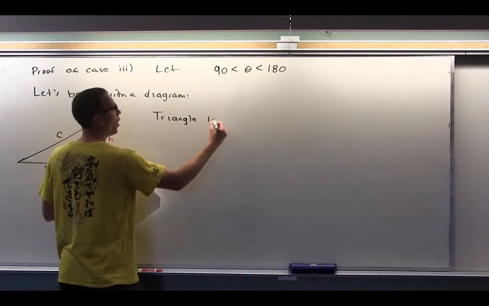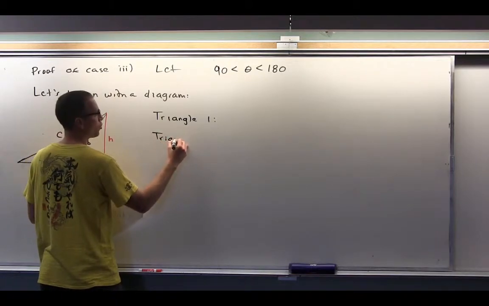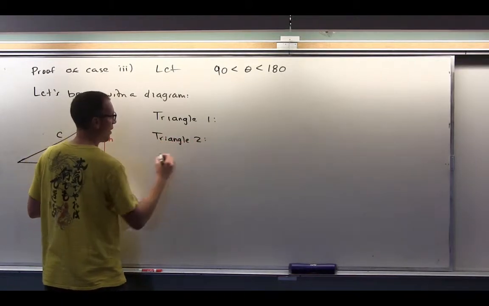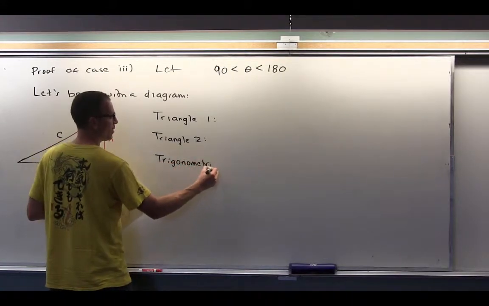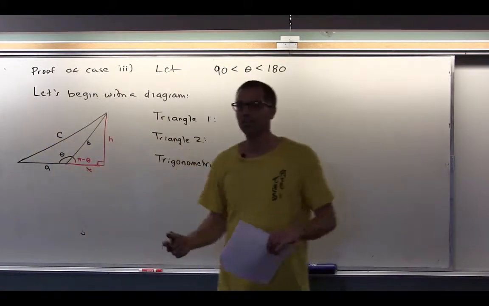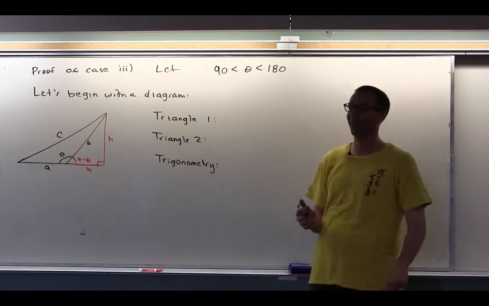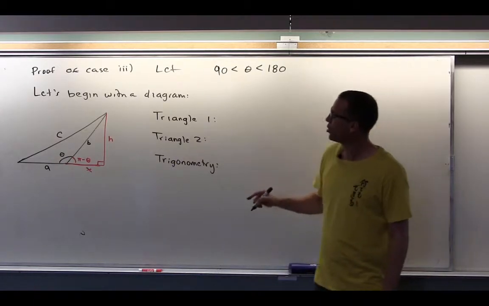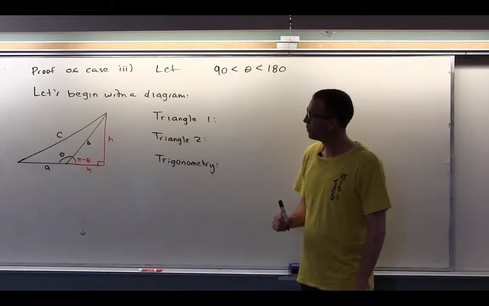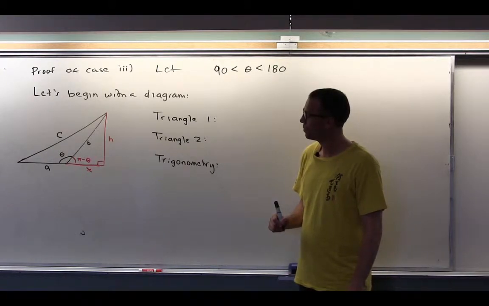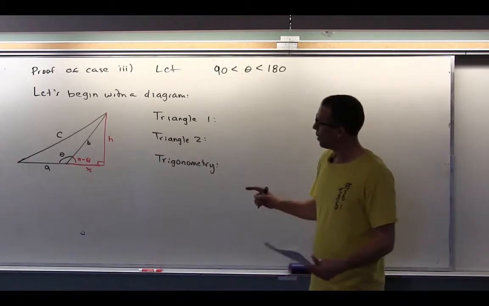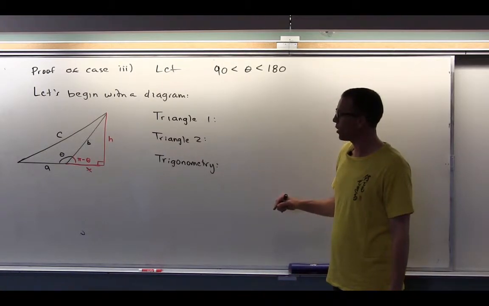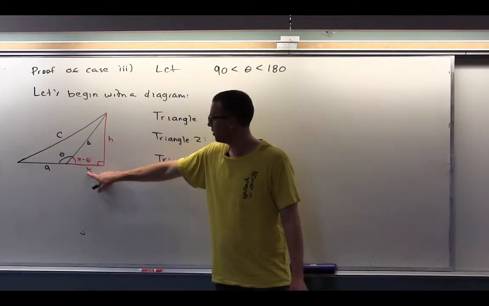We have triangle 1, we have triangle 2, and then we have what we call trigonometry. Did I spell that right? God, that's a miracle. All right. Triangle 1, could you see the first triangle? Which one are you referring to as the first triangle? I mean, what's the easiest one? Oh, the biggest triangle.